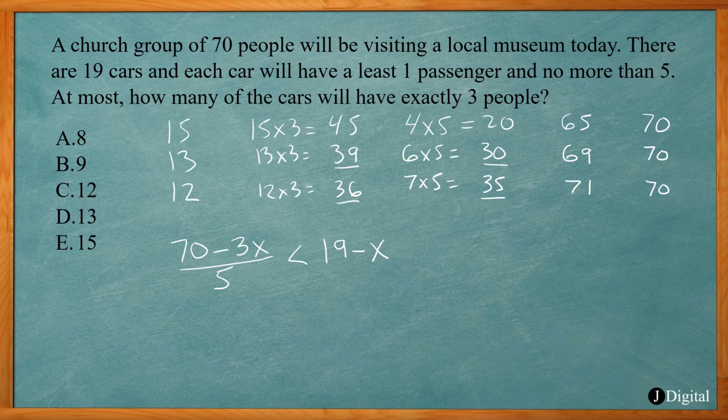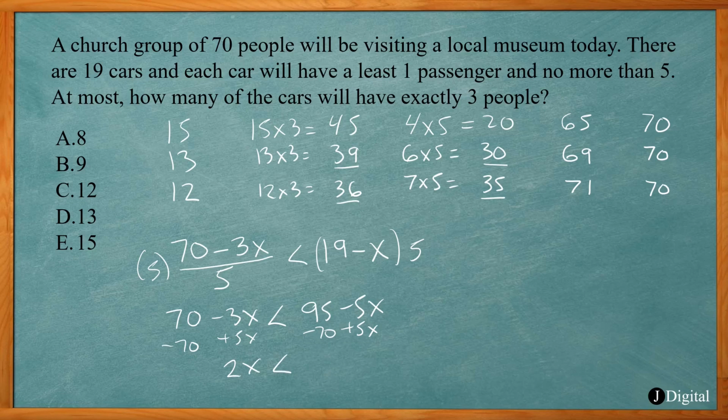Alright, so I solve here, multiplying both sides by 5. So it's going to be 70 minus 3x less than 95 minus 5x. Add 5x to both sides, and subtract 70 from both sides. It's going to be 2x is less than 25. And divide by 2 on both sides, so x is less than 12.5.